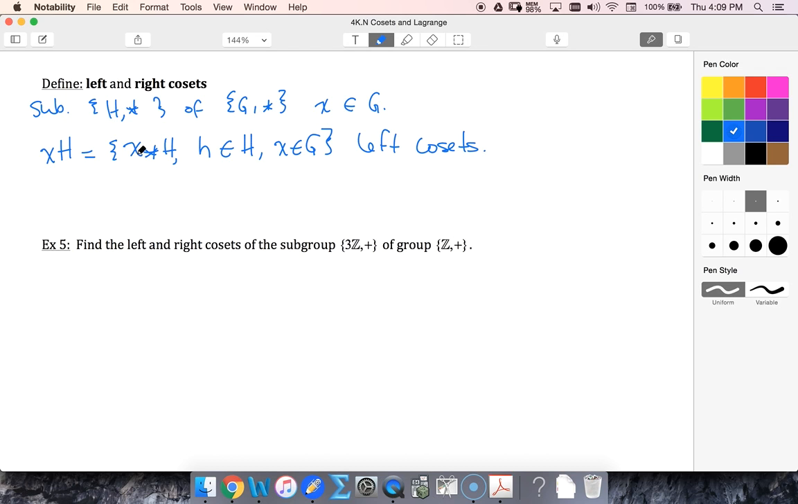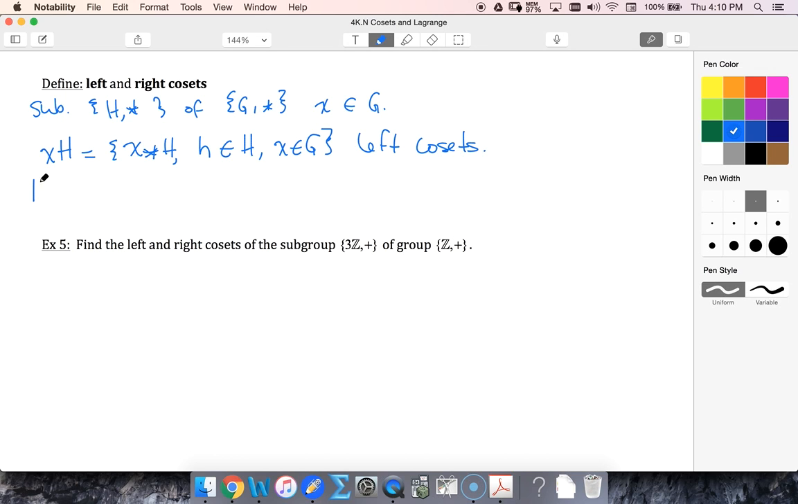Because I've got all of my elements of G, and some of the values of G from H, by defining all of the left cosets, eventually I'll define all of the values in my original set G. We're going to look at that some more down here.